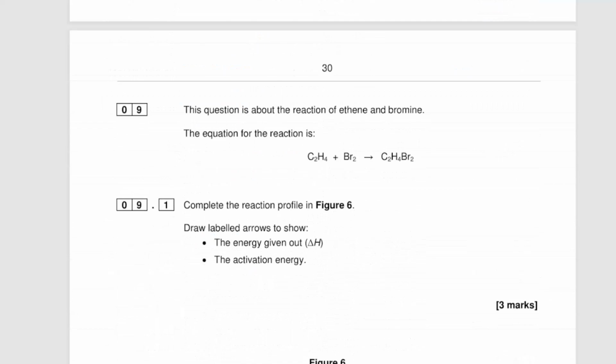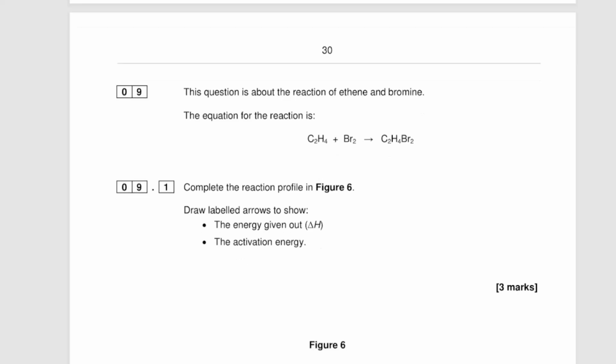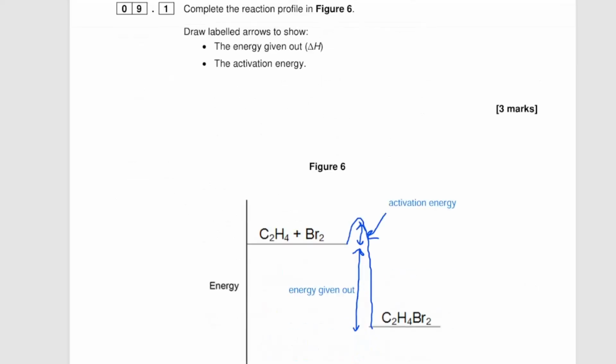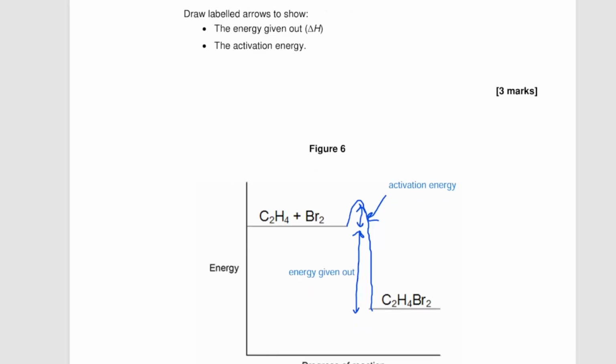Finally, on question 9, a question about reactions between ethene and bromine. We're given the reaction and then we're expected to draw an energy profile. Thankfully, they give us the 2 lines, so you just need to draw the little curve, label the activation energy, label the energy given out, and this is an exothermic reaction due to the final state being lower than the starting state.